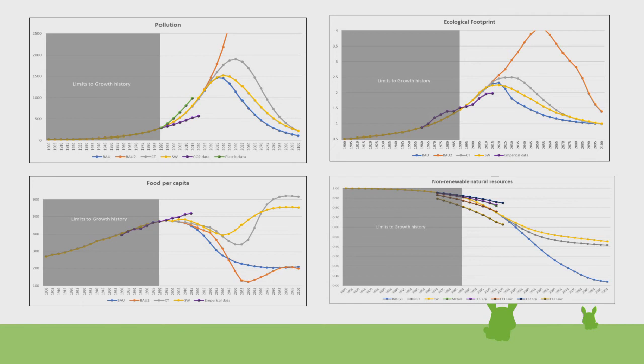This is where I think the original simulation is weak. The pollution dynamics do not take into account the avalanche effect of climate change and were not accurately modeled. Climate change is going to have devastating effects on ecological footprint, food production, and human welfare.